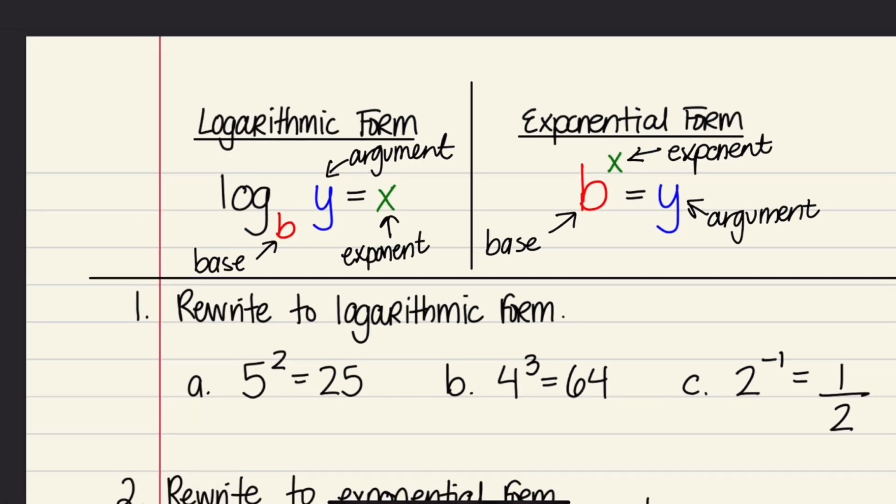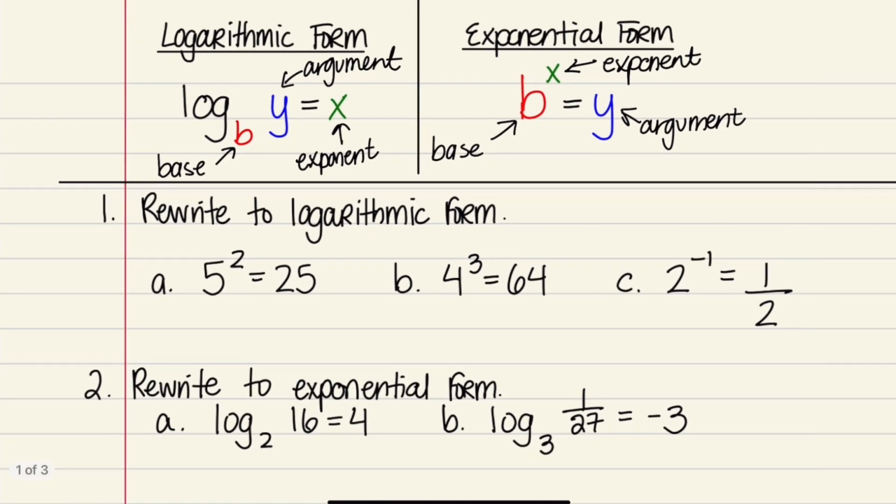So let's go ahead and use our knowledge. Again, this is a placement game. Using our knowledge of b, x, and y, our base, our exponent, and our argument, to rewrite between forms. Number 1 says rewrite to logarithm form. Clearly, these are given in exponential form because I see a b raised to the x equals y. That tells me exponential form because there's an exponent.